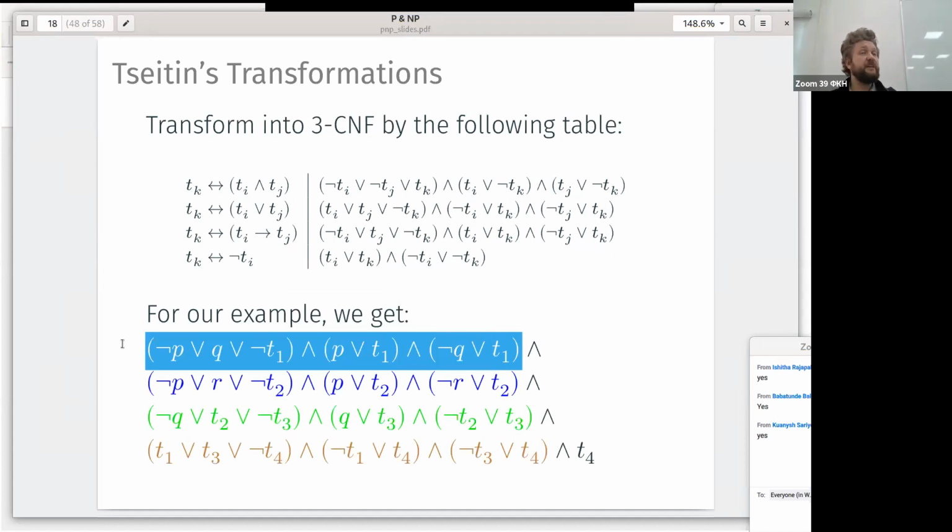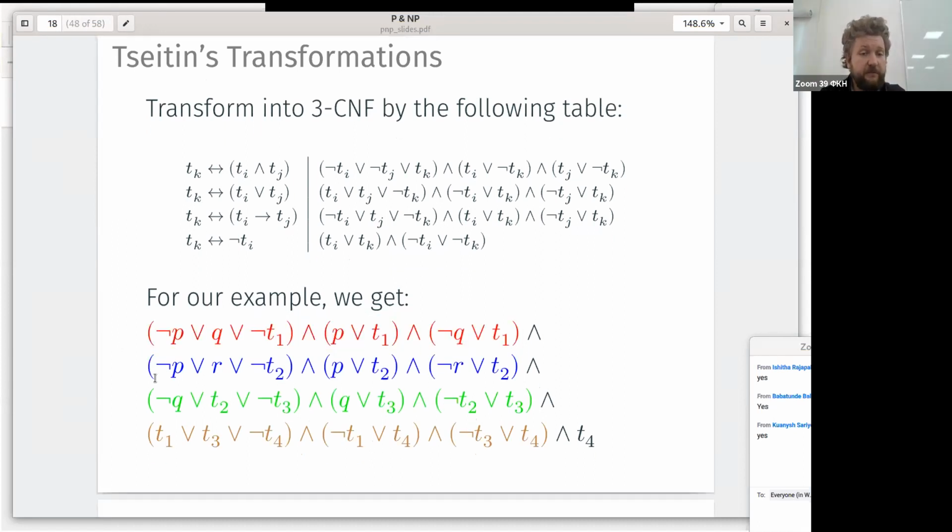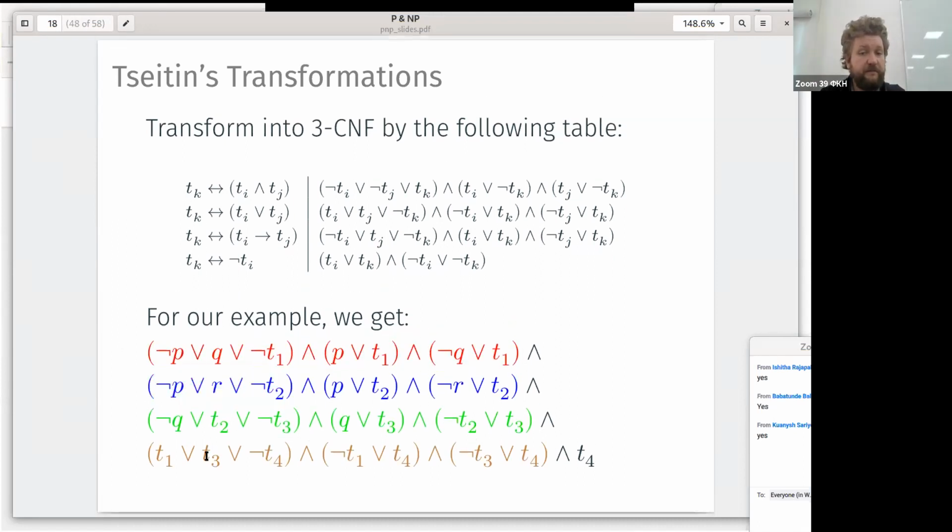And all these transformations are polynomial, of course, right? Next, we have the blue, the green, and the brown one here. And T4, which is just a clause with 1 literal. So what we have now, for each Boolean formula, we polynomially compute a 3CNF, which is equisatisfiable with the original one. And as you can now easily understand, this is exactly the required reduction.